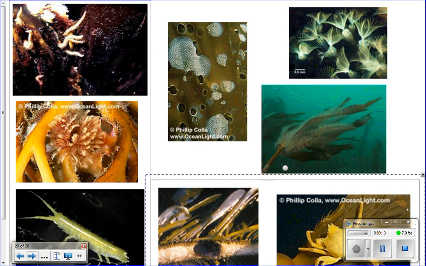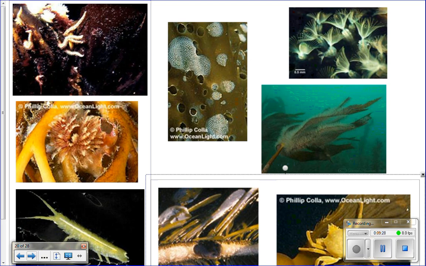Here's a few pictures. So right here on the upper left, these are the arms of brittle stars that are sticking out of the holdfast of the kelp. This is like a feather duster worm sticking its gills out. You can kind of see the yellow stuff right there. That's the holdfast of the kelp.